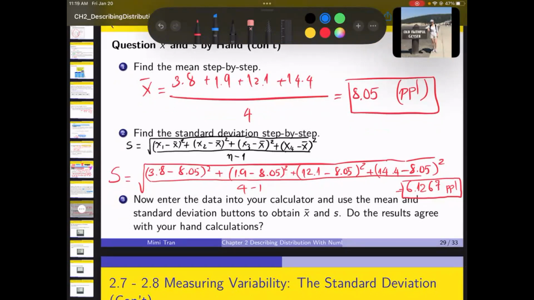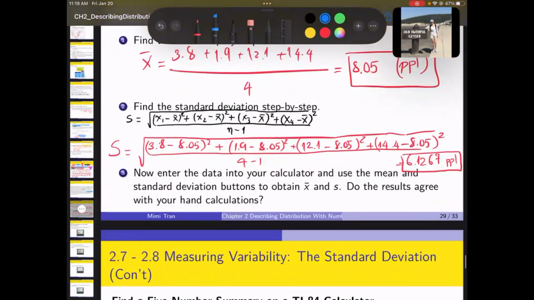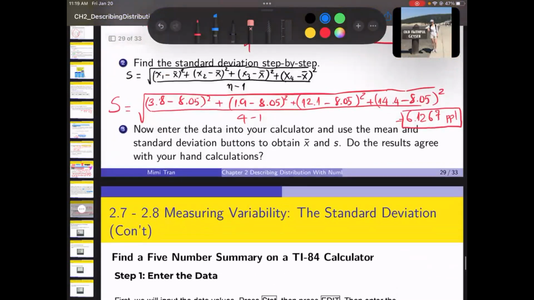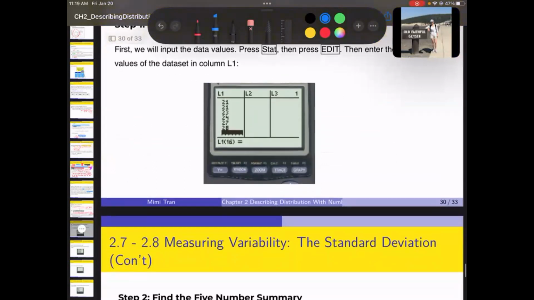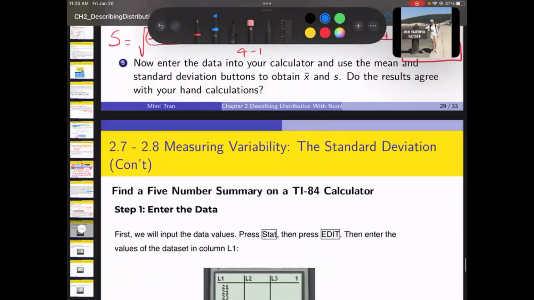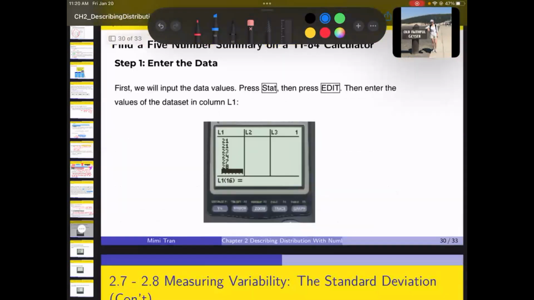It takes time. Let me show you how to do this in the calculator, if you don't like Google Sheets or R. I have your graphing calculator with you. You can follow the steps here. First, you're going to press stat. Hopefully, I have that. Yes, I do.